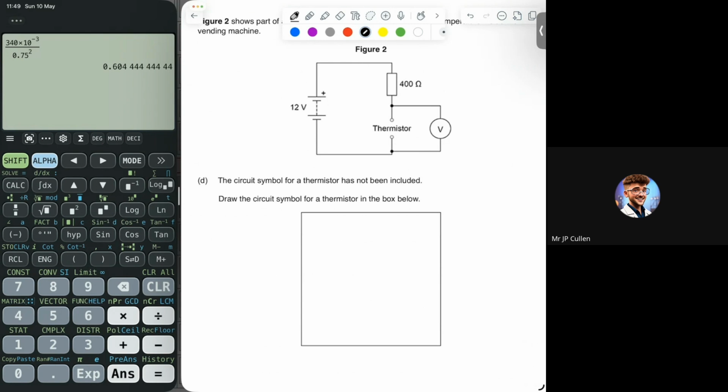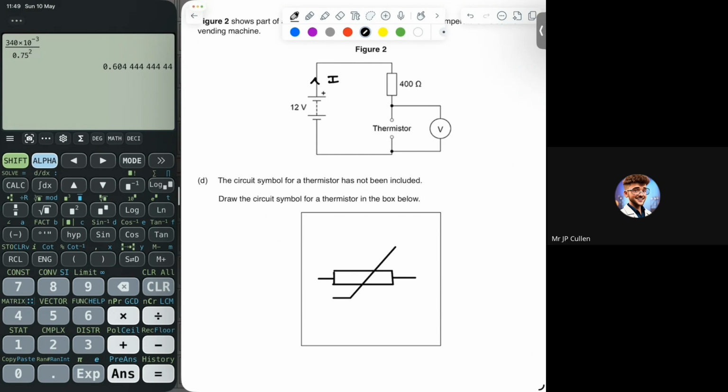So I'm just going to add the current. It's going that way from positive to negative. The circuit symbol for the thermistor has not been included. Draw the circuit symbol. So this is the resistor with a hockey stick through the middle of it. It's usually what I say to the students at school. It's just a resistor because it's a special type of resistor, and you put a little hockey stick through it like that, and that's the circuit symbol.